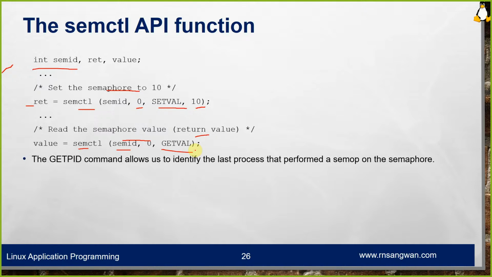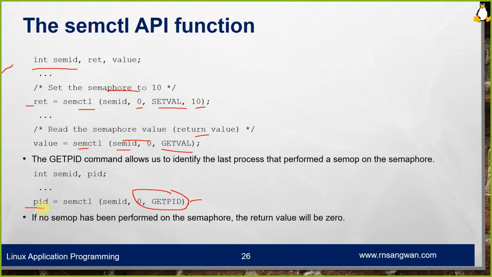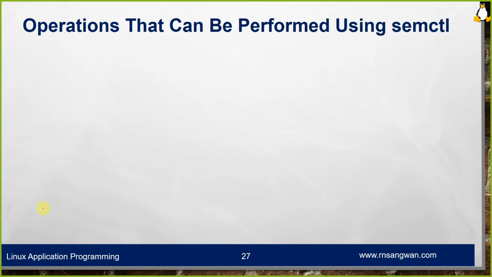The getPID command allows us to identify the last process that performed a semaphore operation on the semaphore. So that can be done with getPID. We can use getPID here. This will get the PID of the process that performed the semaphore operation. If no semaphore operation has been performed on the semaphore, the return value will be 0.